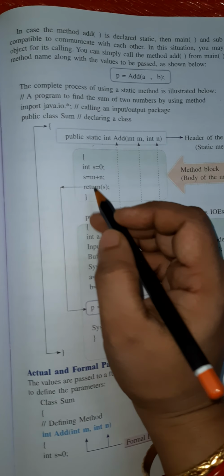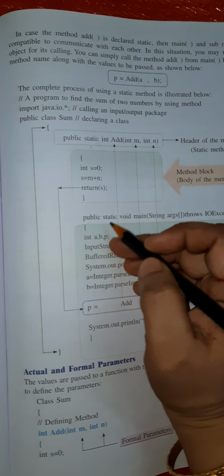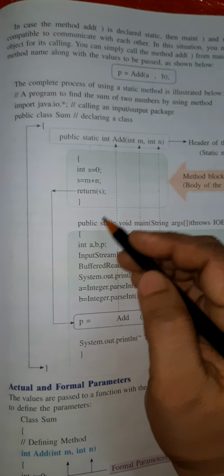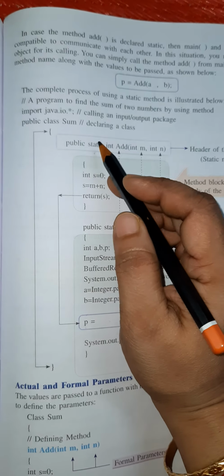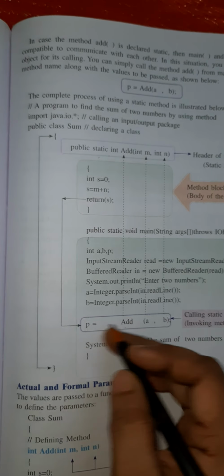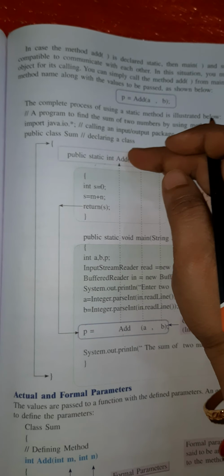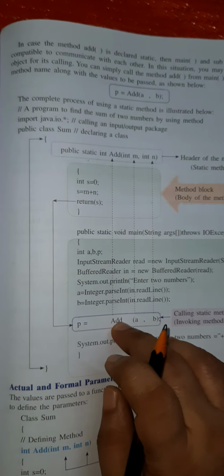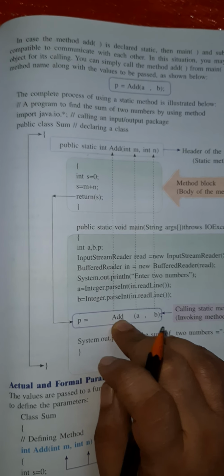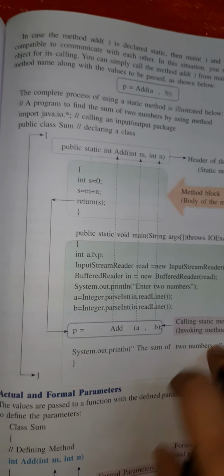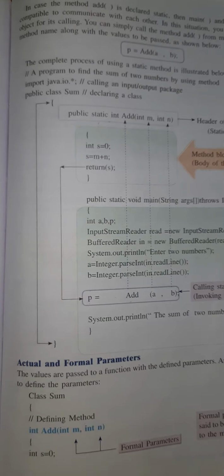Since static is mentioned in both places, normally in the main method we give static, and if we give static in the method, there is no need of making the class object. Without the class object the values will automatically be sent, and the return value will again be sent back from the add method, it can be assigned to p, and we can get the output. So next, continue in part 3.